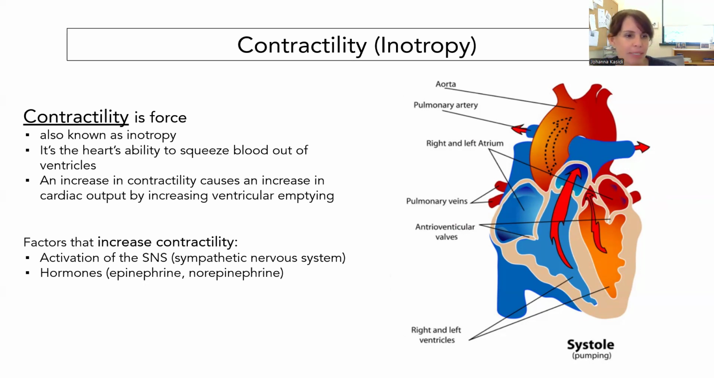So if your workload is too hard and we want to decrease it, we'll give you a negative inotropic medication. Factors within our body that affect this beyond medications are the activation of the sympathetic nervous system and the release of hormones, like epinephrine. Epinephrine is adrenaline, right? So if you take epinephrine, you're going to get a faster heartbeat, higher blood pressure, and increased contractility. Everything's going to be working harder to increase your cardiac output.